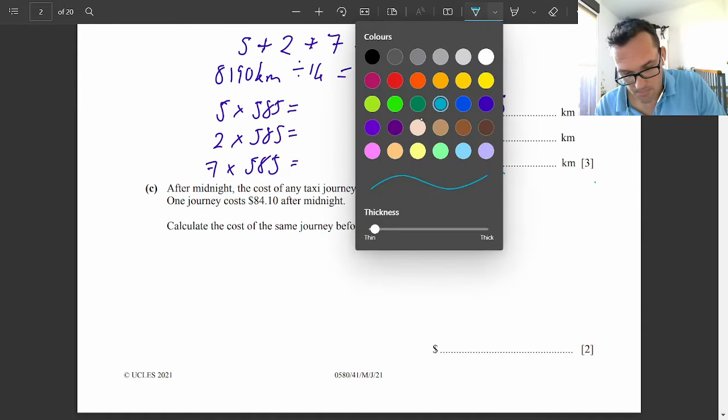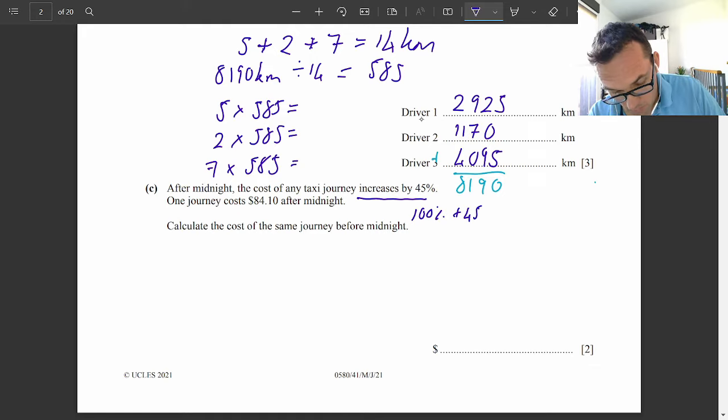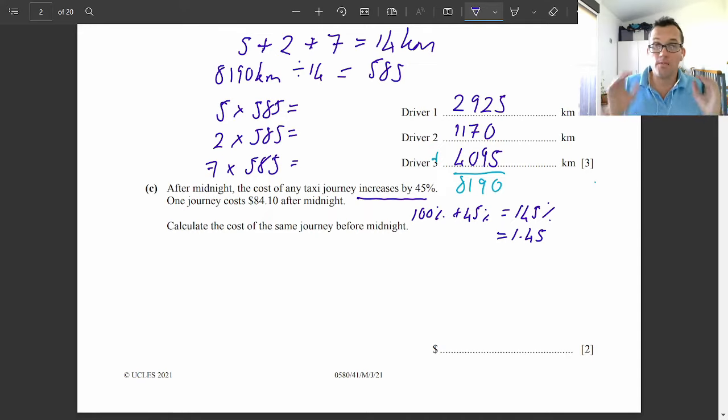After midnight, the cost of any taxi journey increases by 45%. Now remember, an increase of 45% means we take the original amount, which is 100%, we add 45% to that, which means we end up with 145%. As a decimal is 1.45. That is our multiplier. So whatever we do, we work with 1.45 or 145%.